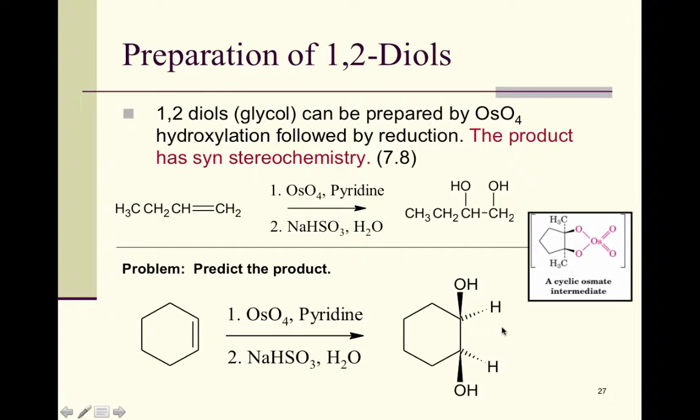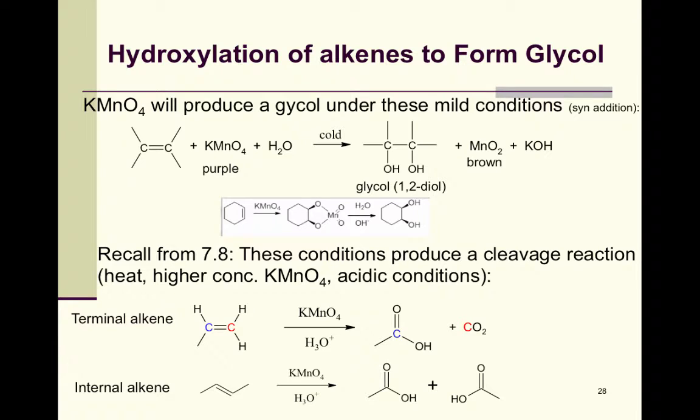Because we know this has syn stereochemistry, when we have the carbon-carbon double bond on a ring and we're adding across it, you would be required to show the geometry of it. We have syn stereochemistry, so this would give us the cis form of the structure. Another reactant we can use to produce a glycol is potassium permanganate. This is still a hydroxylation reaction. You're adding two OHs across the double bond.